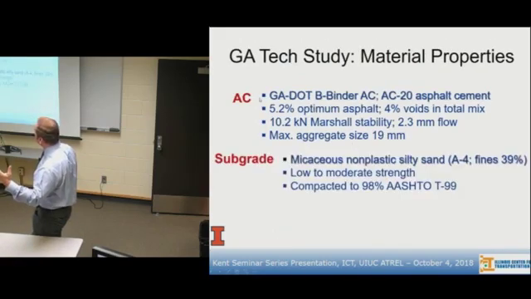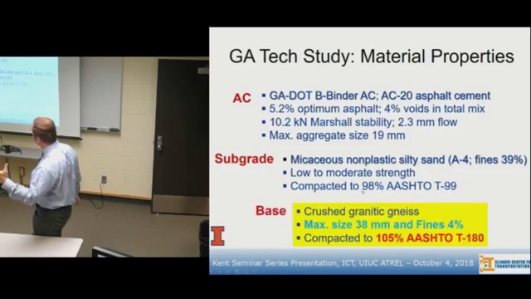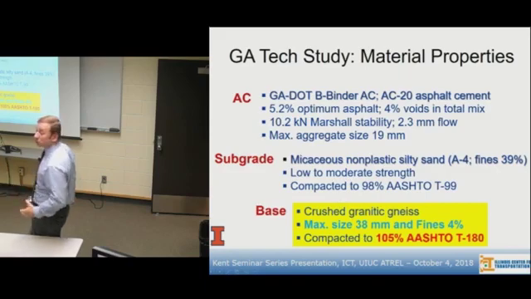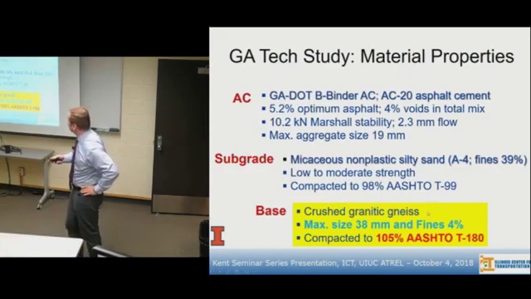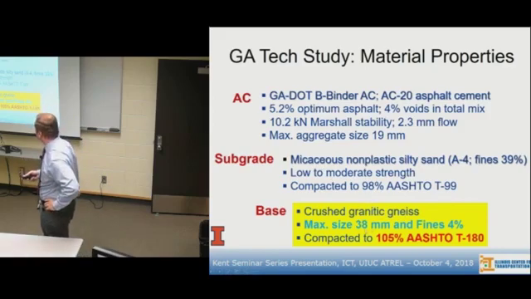Just to mention that the asphalt concrete was a typical Georgia DOT AC20 asphalt. Asphalt cement and asphalt binder, Georgia DOT B binder used. These are the specs, 19 millimeter mix. Subgrade was a typical silty sand A4 material from Georgia, from the Atlanta area, compacted to 98% of T99. And then the base course material was a granitic gneiss, which is a really nice hard crushed material.